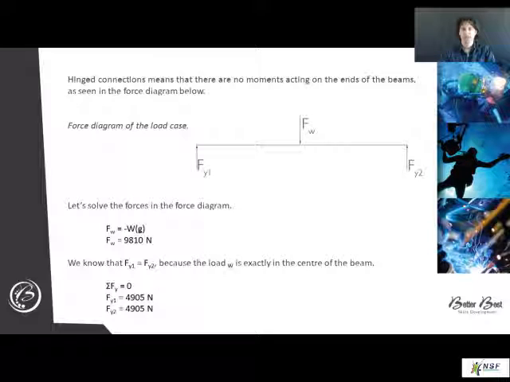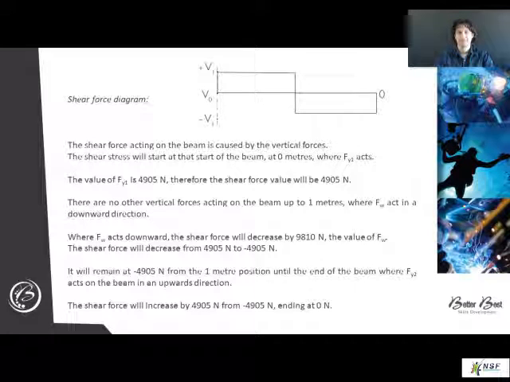Second, draw the shear diagram with distance along the beam as the x-axis. See your learner guide. The shear force acting on the beam is caused by the vertical forces. The shear stress will start at the start of the beam at 0 meters, where Fy1 acts. The value of Fy1 is 4,905 newtons upwards. Therefore, the shear force value will be positive 4,905 newtons.